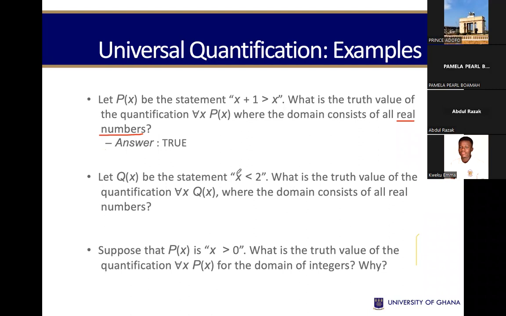Even if x is 2, 2 is not less than itself, so that is false. The whole thing is false. So I'm good, I have a counterexample.